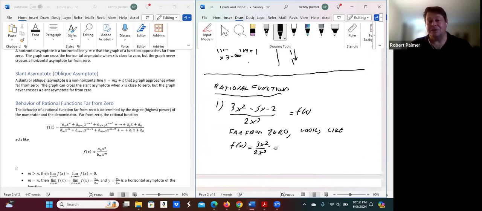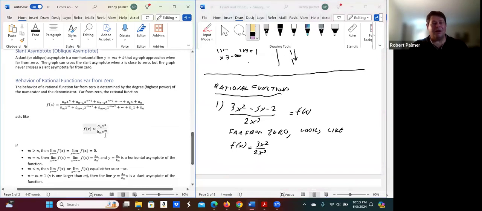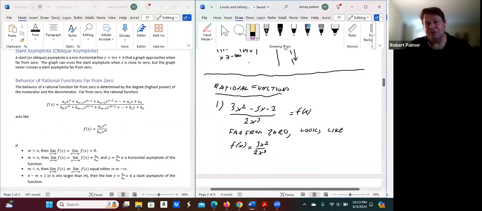And basically cancel things out. Well, I shouldn't even worry about canceling it out. But if you notice, as I say right here in this next part, anytime the degree in the denominator is larger than the degree in the numerator, this whole thing goes to 0.